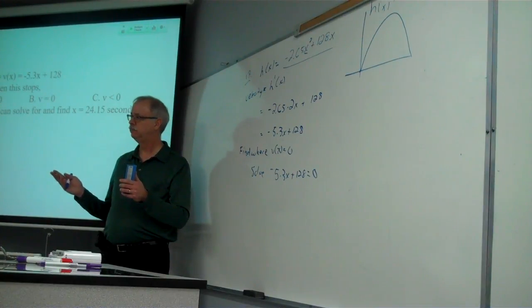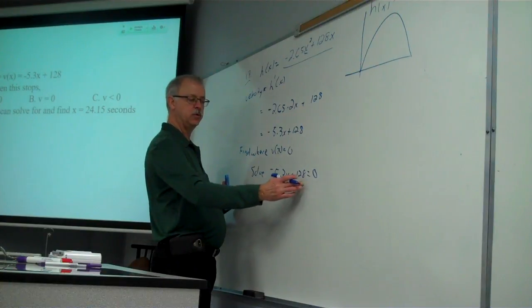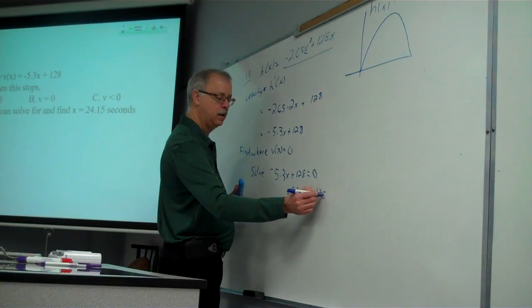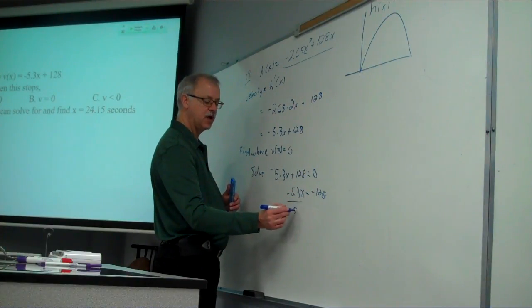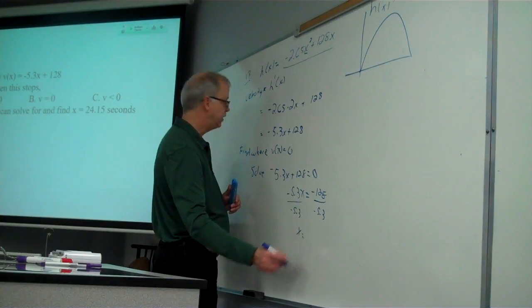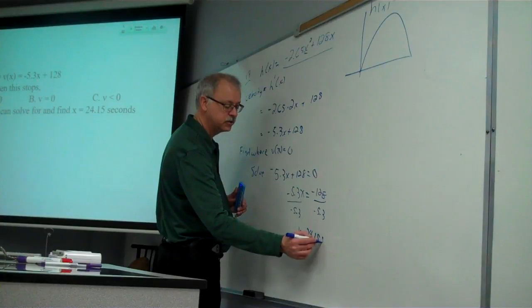Can we solve that? It takes a little bit of work, but we can subtract 128 from both sides. We can divide both sides by negative 5.3. And I think when we do that, we come up with x is 24.15 seconds.